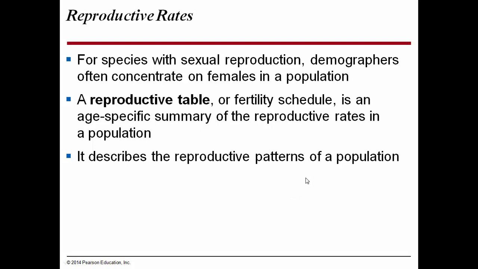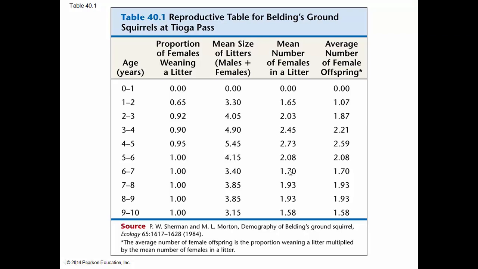Okay, for species with sexual reproduction, demographers often concentrate on females in a population. A reproductive table or fertility schedule is an age-specific summary of the reproductive rates in a population. It describes the reproductive patterns of a population. So here's our Belding's ground squirrel at Tioga Pass. This shows that basically, in the first year, there's not a lot of weaning. There's not a lot of females weaning a litter.